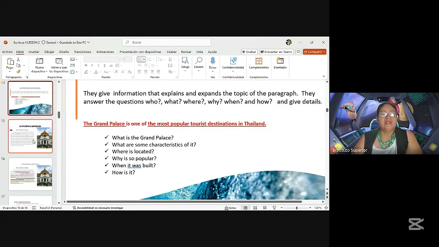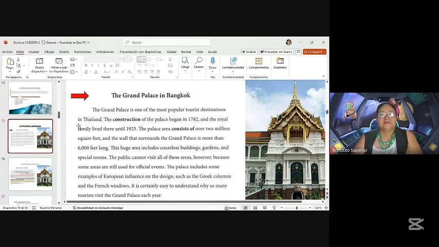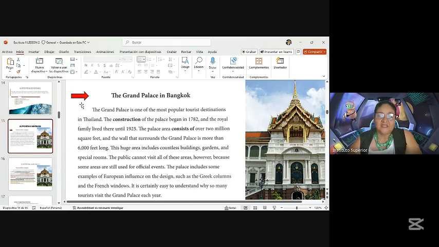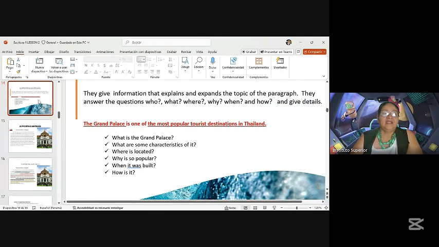Another. Why is it so popular? I think because of the design and also because it was built like an Asian building. Okay. Okay. Remember, this is your analysis. Okay. Another question. When was it built?